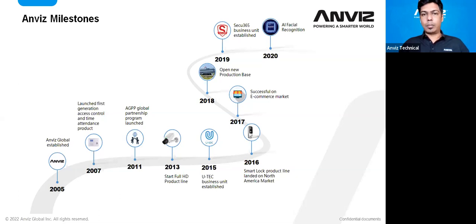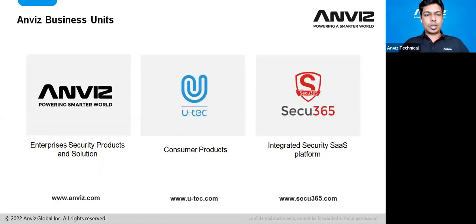We are working on improvement and launching more products based on these technologies. These are the basic business units that we have. Anviz is the enterprise security solution business unit, focusing on time attendance and access control. UTech is consumer products, where we focus on smart locks and residential security solutions. And Secure 365, as I said, is an integrated security SaaS platform, specially designed for security and access control.